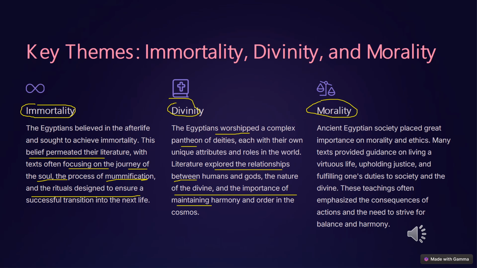So, going back to morality, this is a big thing for Egyptians because most of their literature is also on guiding humans on how to live a virtuous life, on how to uphold justice, and to fulfill one's duties. So it's important for them to be ethical and to be moral.